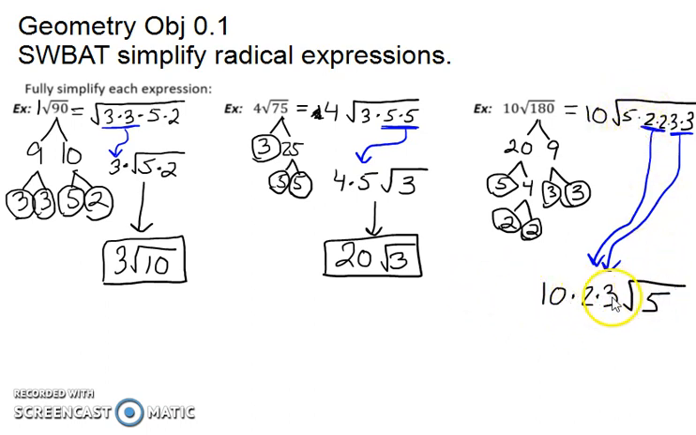So 10 times 2 times 3 is 60. And square root of 5 is just square root of 5. So that is it. Our objective today was that we have now simplified radical expressions.